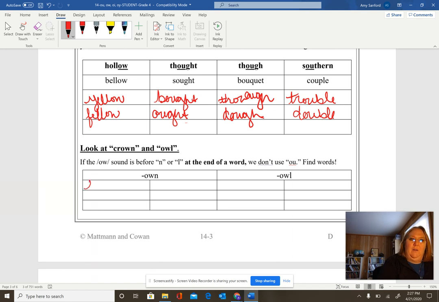Oh, how about brown or crown? I like those two. How about town? Can you think of other ones?